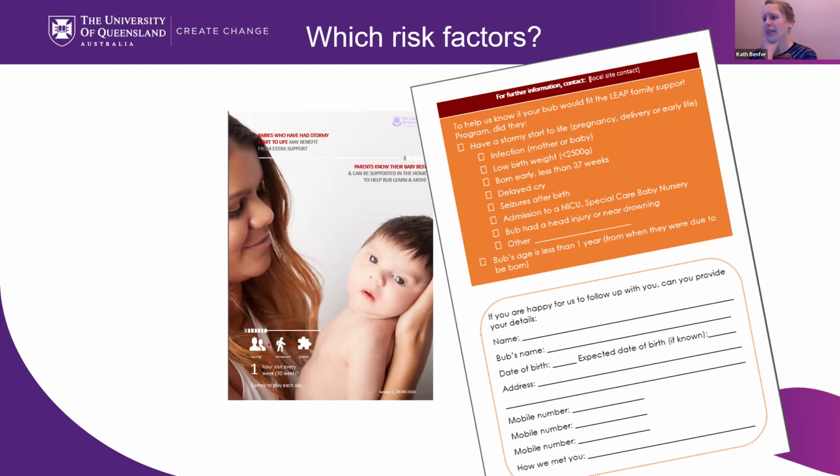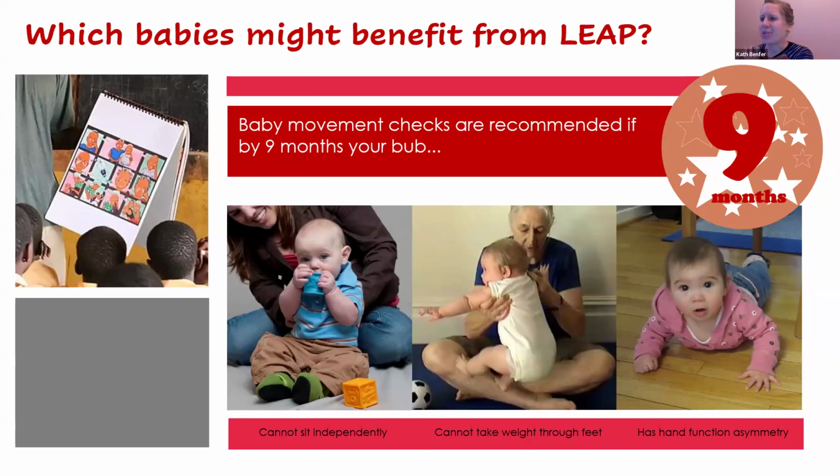And we also used a very broad definition of preterm and low birth weight. So we were screening anything less than 37 weeks and less than 2.5 kg. And we also did a lot of education with parents, particularly around some of the things they might notice in their baby's development. And so we did that as part of some of these community awareness activities and parent education groups.